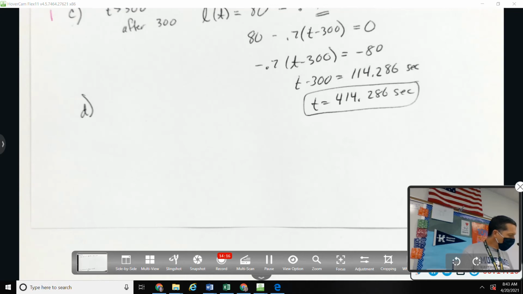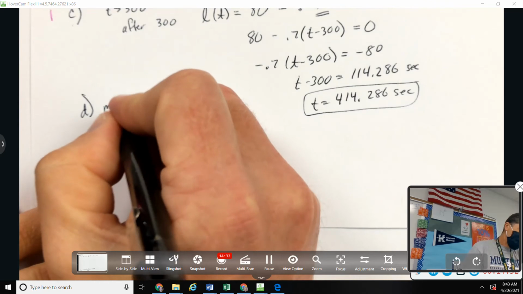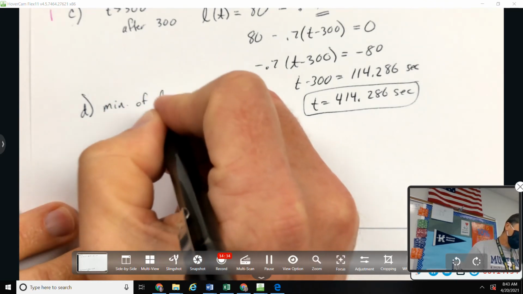Part D, for 0 to 300, at what time t is the number of people in line a minimum? To the nearest whole number, find the number of people in line at this time. So I need time and people in line when it's a minimum. So I need the minimum of L of t.